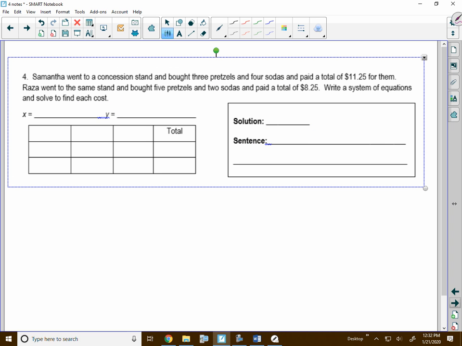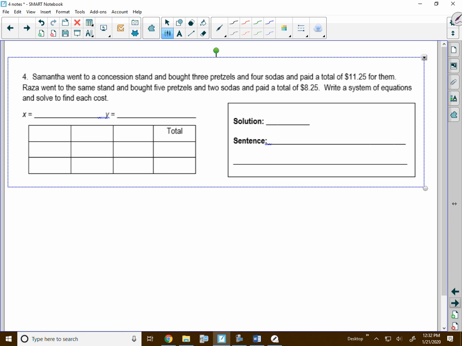All right. Should we say Sammy? So Sammy went to a concession stand and bought 3 pretzels and 4 sodas and paid $11.25. Raza went to the same stand and bought 5 pretzels and 2 sodas and paid $8.25.